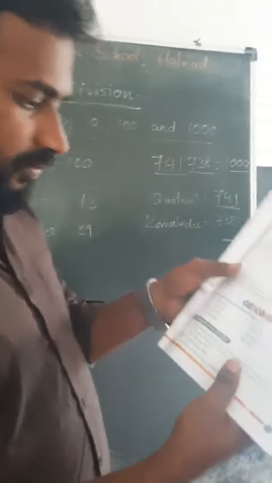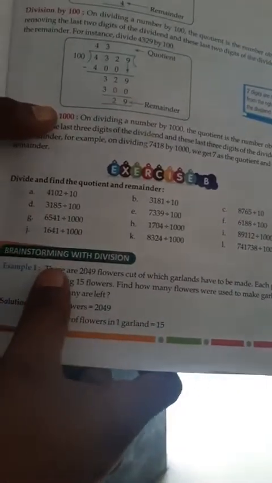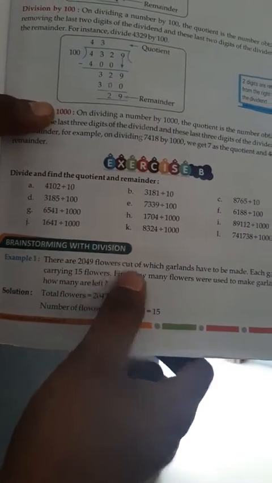There are some other problems by 10, by 100, by 1000. Here by 1000, 3 places you have to remove, 6 will be the quotient. Brainstorming with division. 2 solved problems are there, you can go through that. Exercise C.